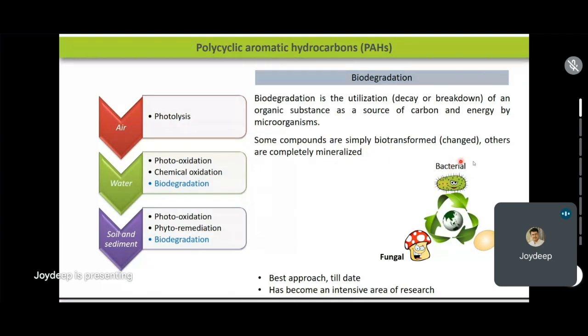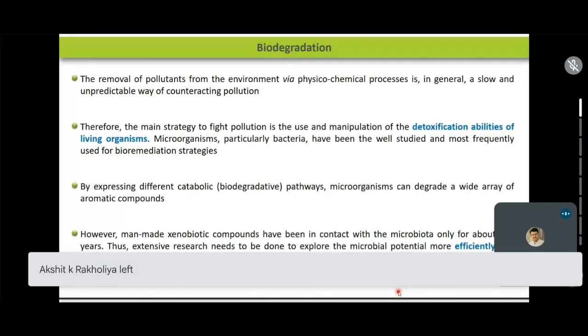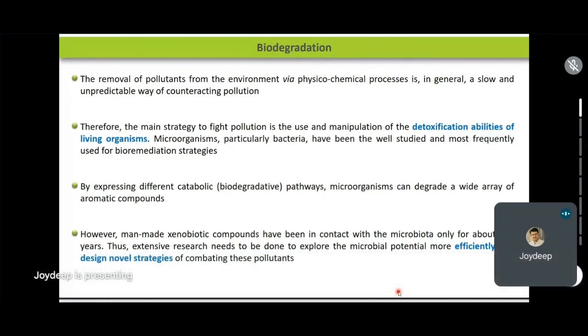Now, biotransformation or biodegradation can either be bacterial, algal, or fungal, and this so far has been considered the best approach. It is also quite often referred to as green chemistry. So, best approach till date, and it has become an intensive area of research, especially in the last, I would say, 30 to 40 years. Now, talking about biodegradation, the removal of pollutants from the environment by physicochemical processes is, in general, a slow and unpredictable way of counteracting pollution. So these physicochemical processes are expensive, sometimes a little bit harsh to the environment itself, and unpredictable in how and when this will happen.